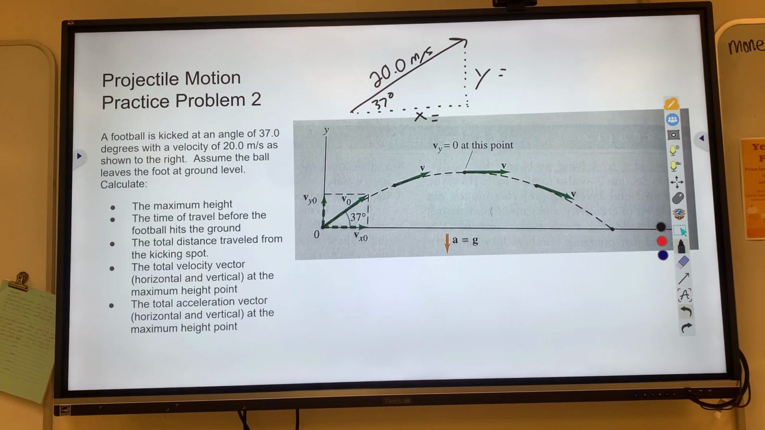Okay, so now it's just SOHCAHTOA, right? Good. All right, we're punching numbers into the calculators.